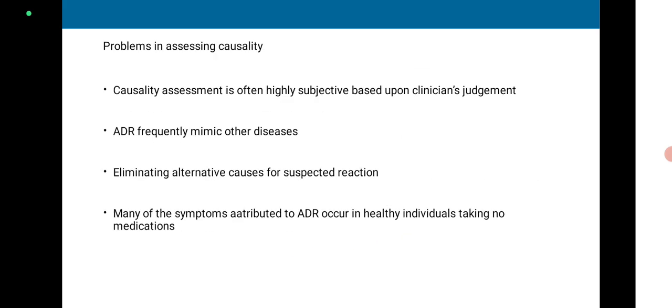What are the problems in assessing causality? The causality assessment is often highly subjective, based upon the clinician's judgment. If two different clinicians are filling the causality assessment scale, we get different scores. So whoever is filling the scale, the answer or the value depends upon that person's clinical judgment.